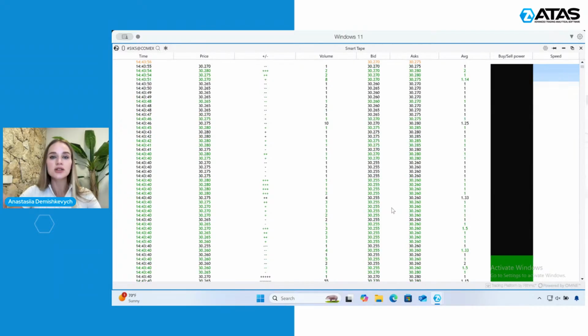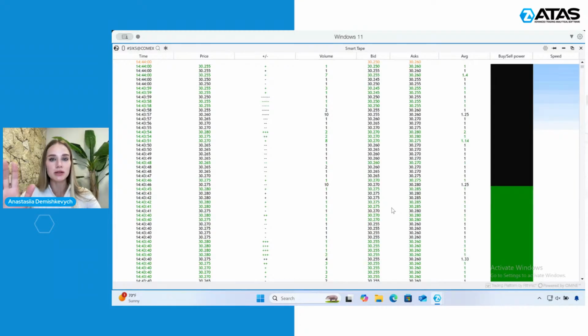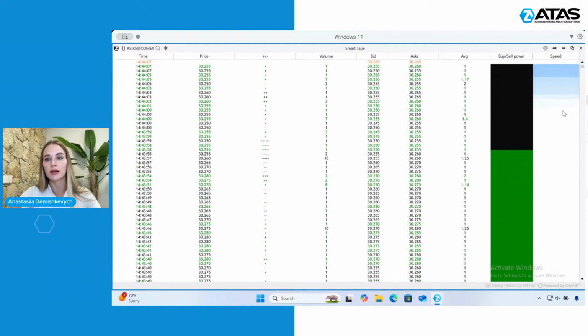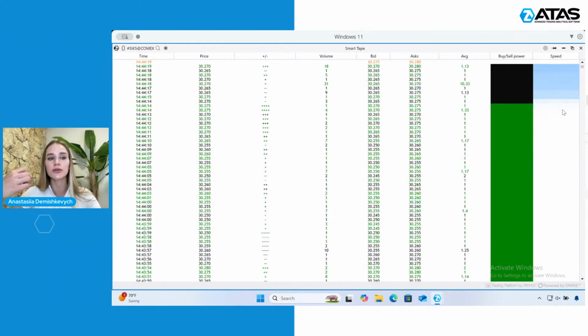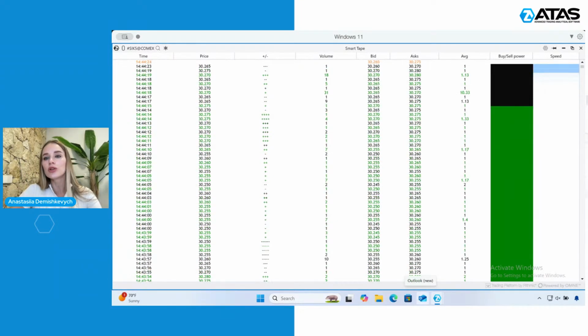And the most important thing, personally, from my own perspective, if we are talking about the smart tape, is this speed indicator. First of all, the speed indicator can help you to see the volatility of the market, and it is especially useful when trading stocks or other less liquid markets. Because if I were to bring up the currency future here, you wouldn't be able to use the speed indicator to its fullest potential because it's quite a liquid market.